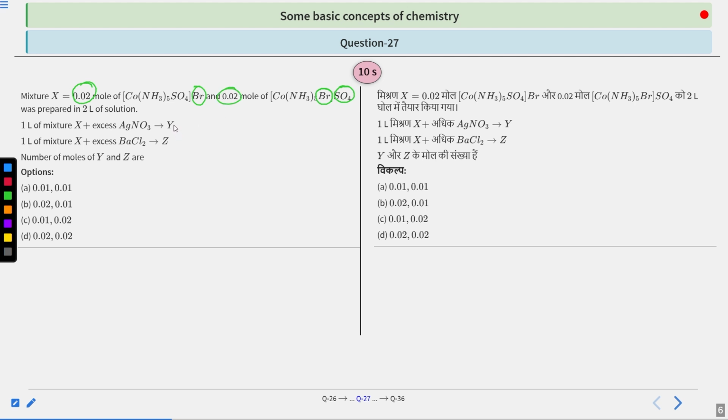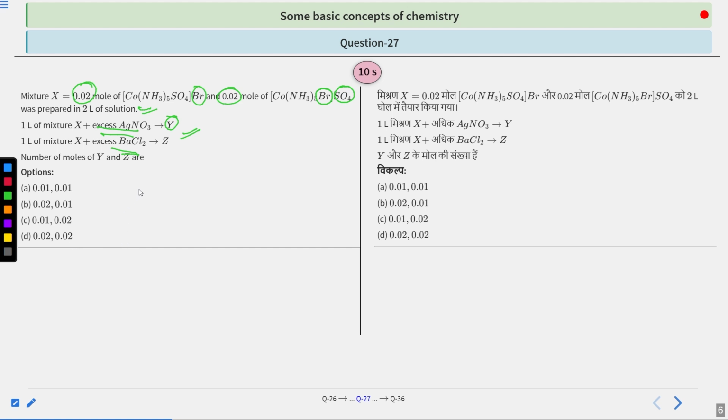What they're doing is that they have taken 2 liter of this solution, and now we separate 1 liter of this solution and mix it with excess AgNO3 to form Y, and the other 1 liter of the remaining solution is mixed with BaCl2 to give Z. We have to find the number of moles of Y and Z. The options are A 0.01 and 0.01, B 0.02 and 0.01, C 0.01 and 0.02, and D 0.02 and 0.02. You have 10 seconds to solve this question.